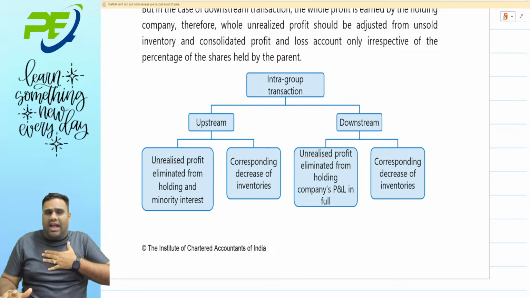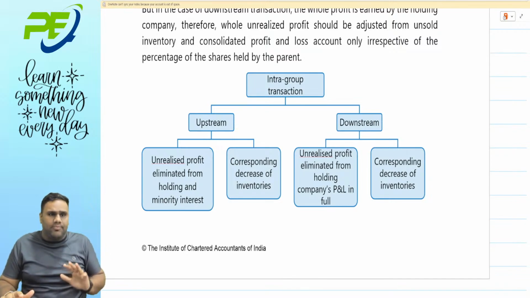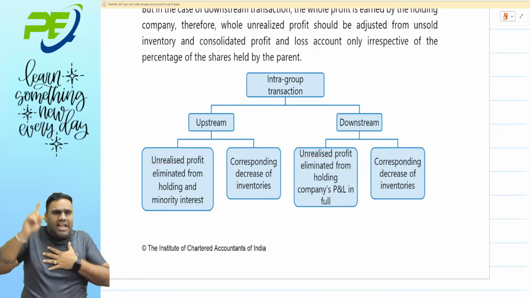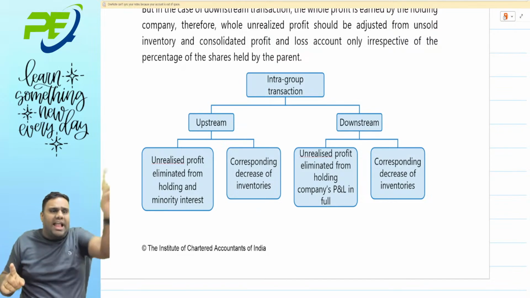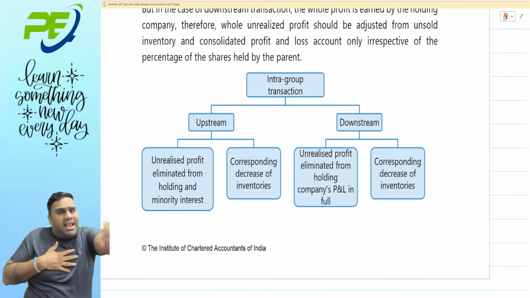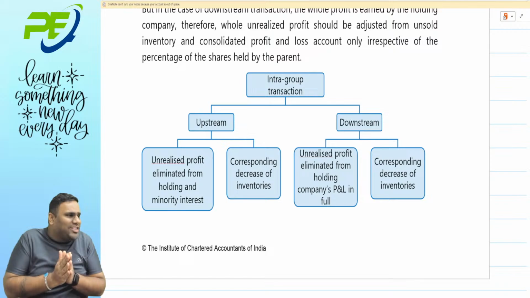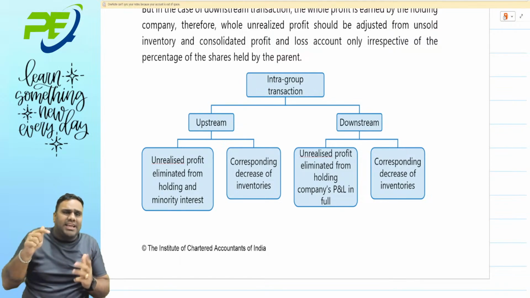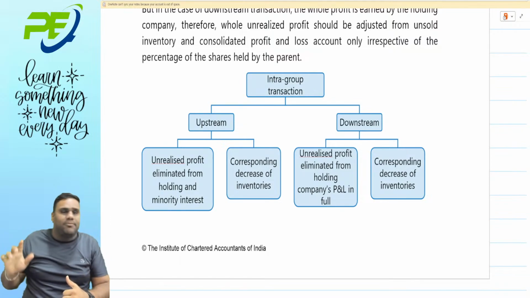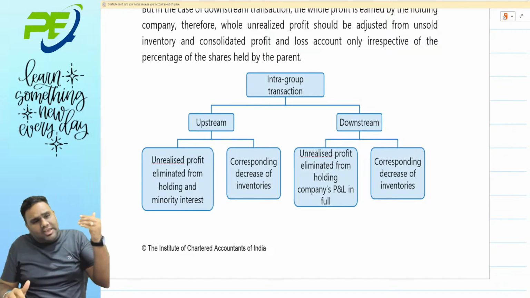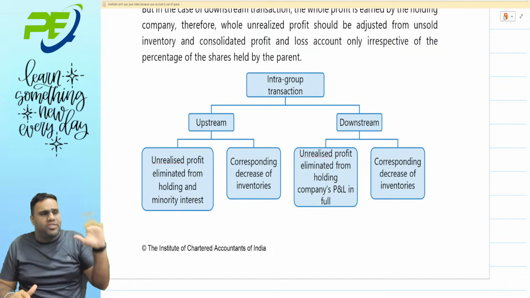Now, let's say I am holding, Moksha is the subsidiary, and I am selling goods to Moksha. In my books, I'll show sales. In Moksha's books, I'll show purchase. In the standalone balance sheet, it is correct. But when we combine both balance sheets, can we record the transaction? Because the transaction is happening within the same group.